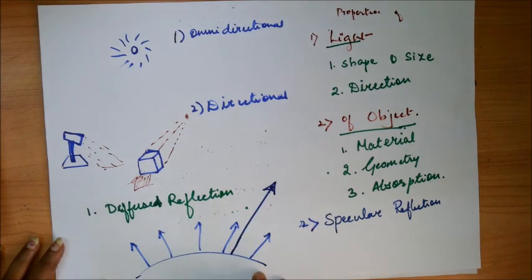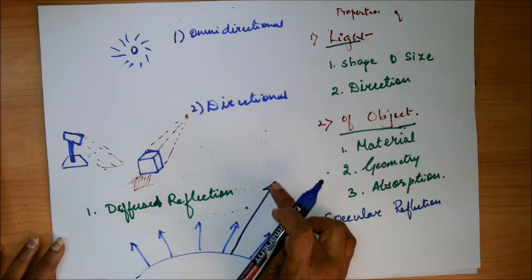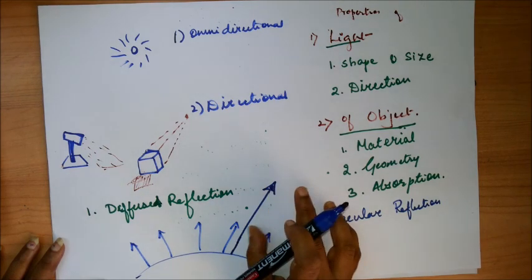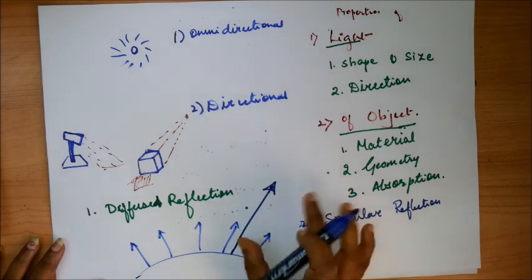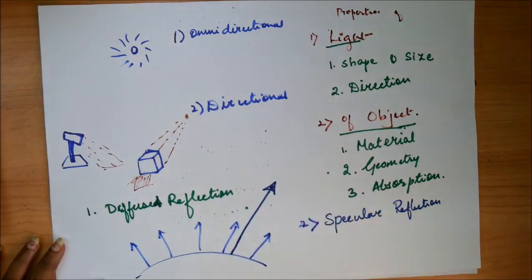The rest of the object will be of one color, whereas one particular spot on the object will be almost white, off-white in color. That is known as specular reflection.